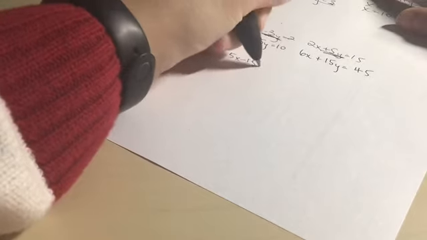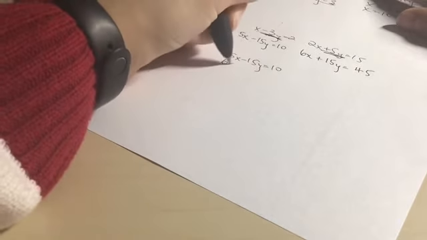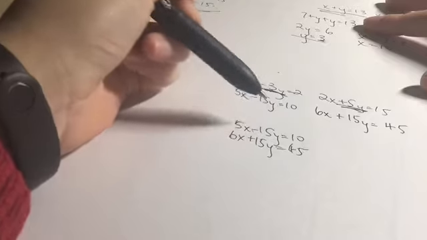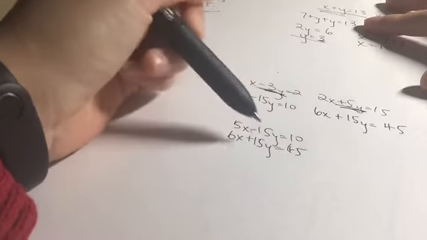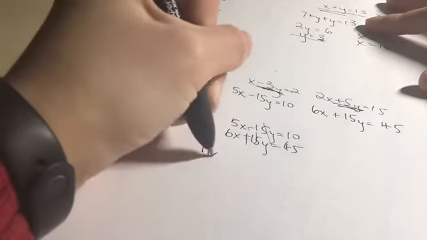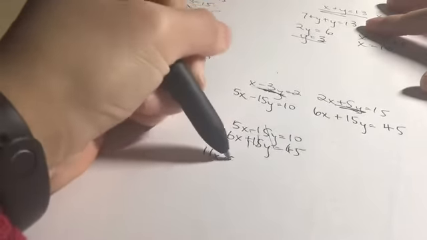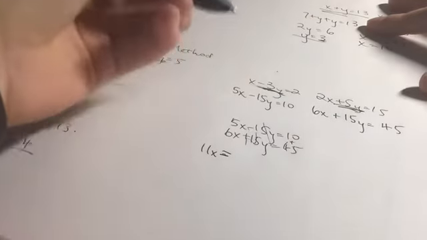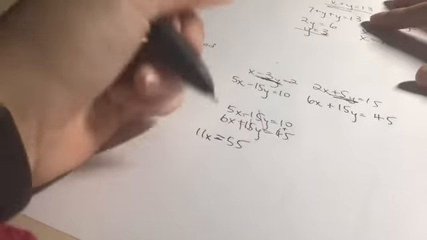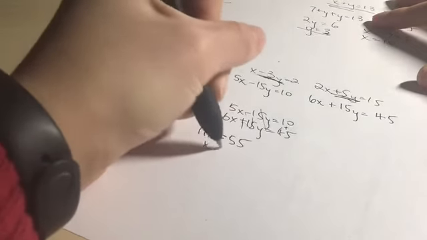Now you do the same thing. You layer them on top. You don't have to do it this way, but I like to see it this way. Here we go. Minus 15y and plus 15y cancel each other out. Then you add 5x and 6x, which is 11x, and that equals these two numbers added together, 10 plus 45. So that is 55. So 11x equals 55. Simplify that to x equals 5.